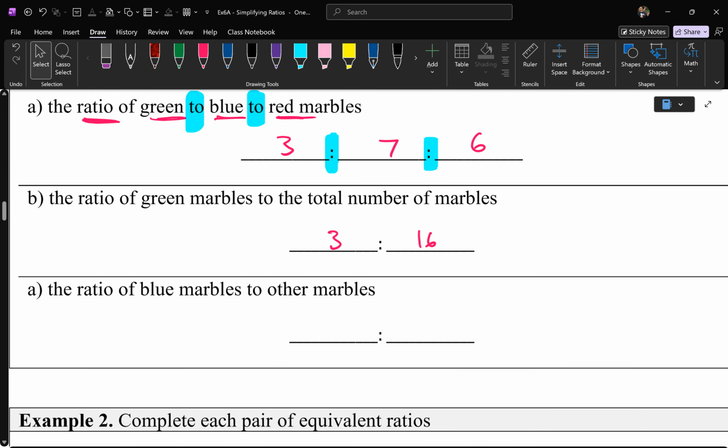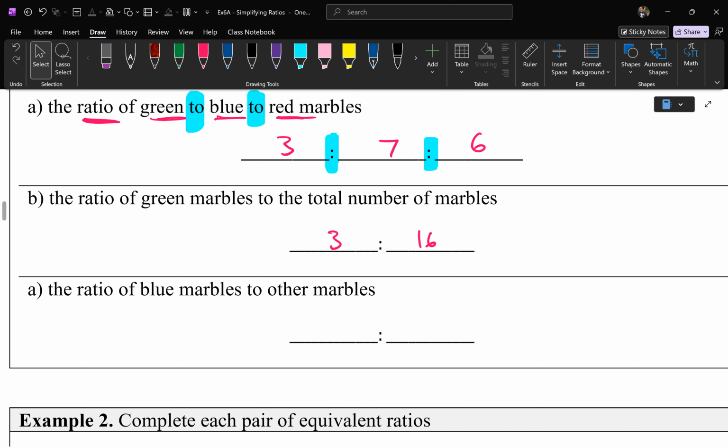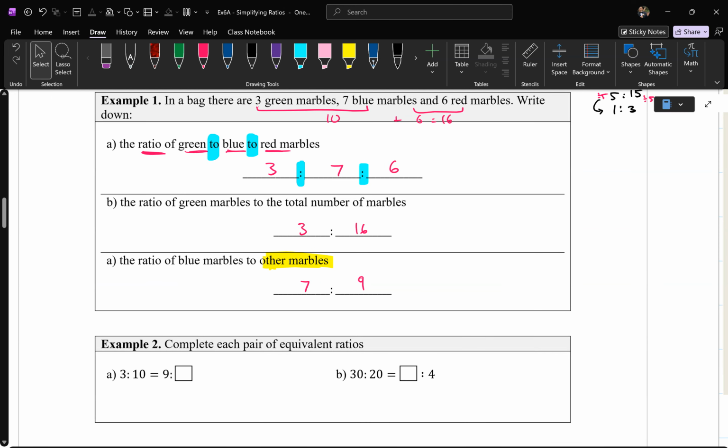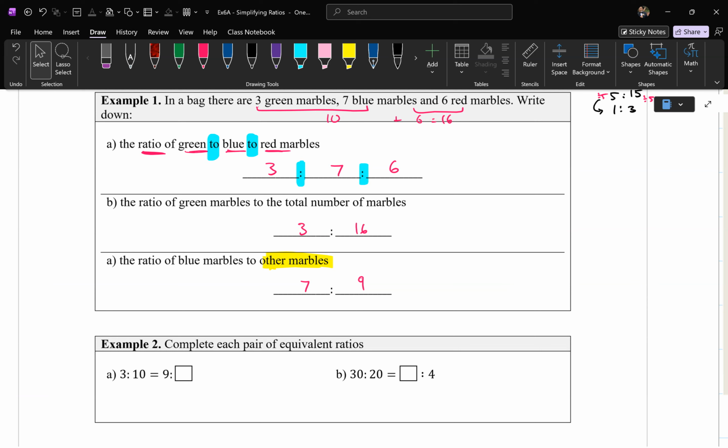And notice that you have to simplify your ratios if they're not in simplest form, but in all of these you can't simplify any further, so that's fine. Last one of the examples, ratio of blue marbles to other marbles. What does other marbles mean? Green and red. Green and red, very good. So blue, how many blues do we have? 7. How many other marbles do we have? 9. 9, very good. 7 plus 9 should add up to 16, and it does. So it's a 7 to 9 ratio. This is what you're doing in the first exercise. Exercise 6A is just working with writing ratios and figuring out ratios.